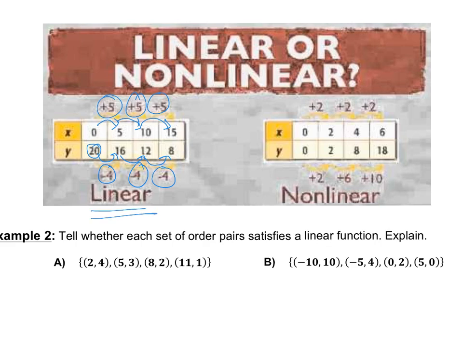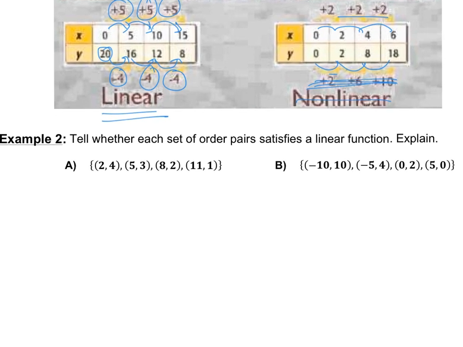If it's not linear, we might have something like this, increasing by 2, increasing by 2, increasing by 2. So that part looks good, but here's where we go wrong. Increasing by 2, increasing by 6, increasing by 10. This makes it non-linear. Okay, so tell whether each set of ordered pairs satisfies a linear function.